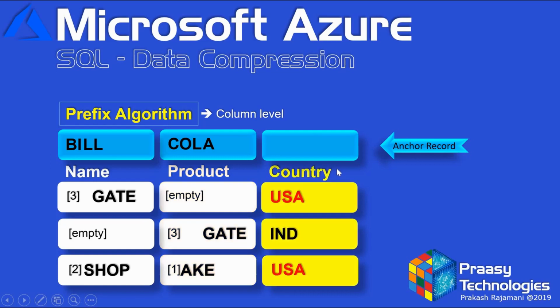Now we're going to apply the prefix algorithm on the third column. You can see USC is getting repeated. It pushes it to the anchor record and replaces with empty.